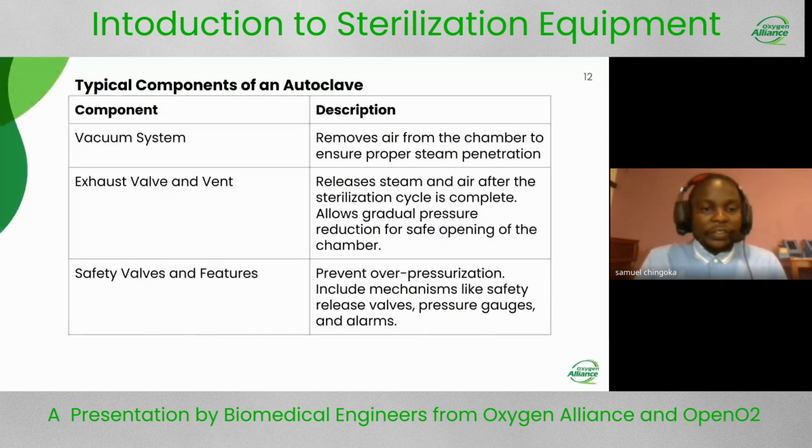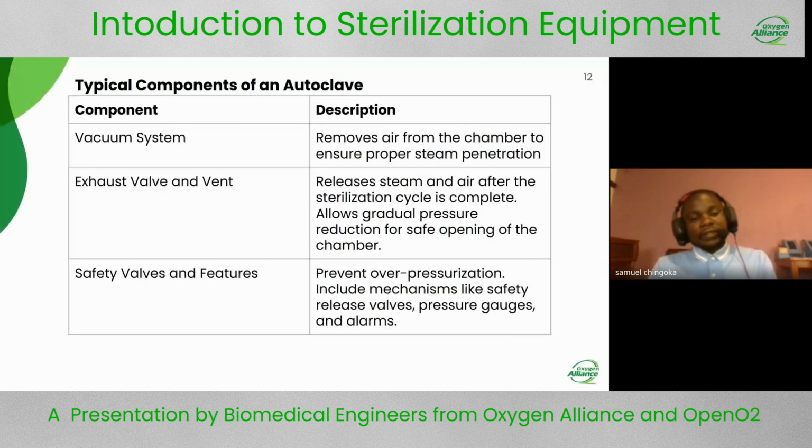Part of removing air, we have a vacuum system. This just removes air from the chamber to ensure proper steam penetration. We have the exhaust valve and the vent. They just release the steam and air after the cycle so that we can make it safe when we want to open and get our objects.